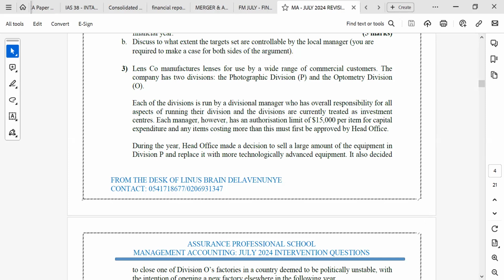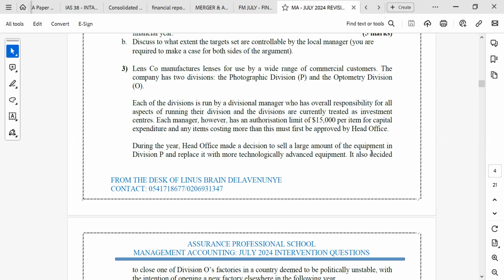Question number 3. The Lens Co. manufactures lenses for use by a wide range of commercial customers. The company has 2 divisions, the photographic division and the optometry division. Each of the divisions is run by a divisional manager who has overall responsibility for all aspects of running their division, and the divisions are currently treated as investment centers. Each manager, however, has an authorization limit of $15,000 per item for capital expenditure, and any items costing more than this must first be approved by head office.